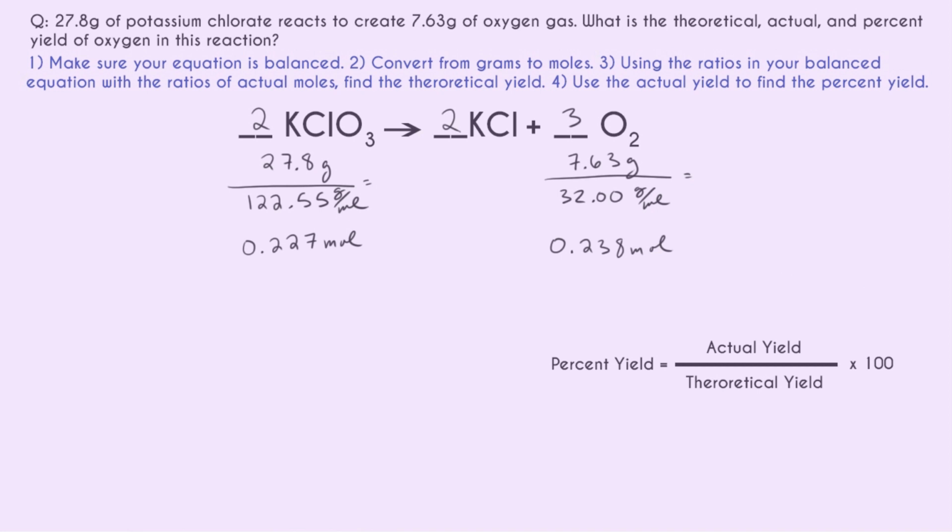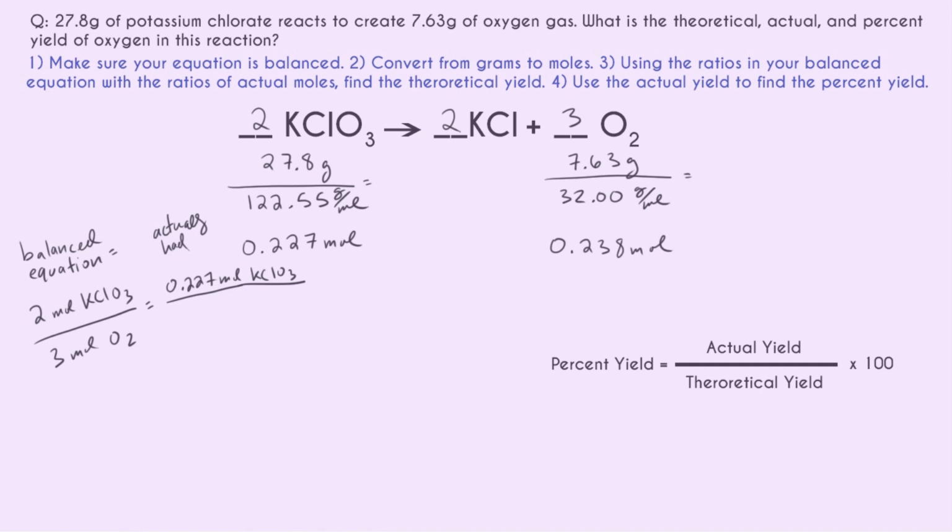So now, using our mole ratio, we can figure out if we had a perfect reaction, if we had gotten 100%, what would our theoretical yield be? And we need to use the coefficients in our balanced equation to get that. So our ratio is 2:3. This just comes from the balanced equation. And now I'm going to plug in how much we actually had. So we actually had 0.227 mole of potassium chlorate.